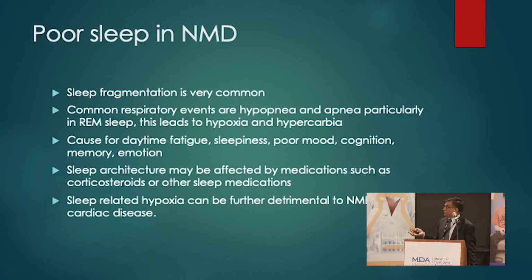Poor sleep in neuromuscular disease patients. What is the usual pattern? Sleep fragmentation is very common. Now, let me spend a teeny bit of time explaining the sleep architecture. A normal sleep architecture consists of 2 different stages of sleep: rapid eye movement sleep and non-rapid eye movement sleep.